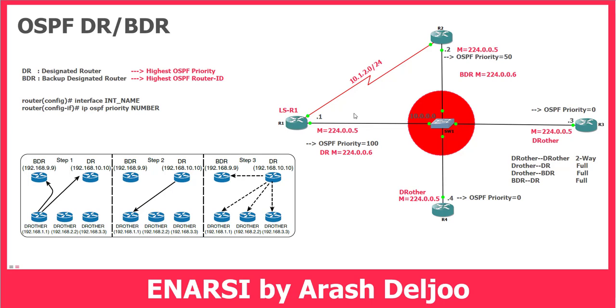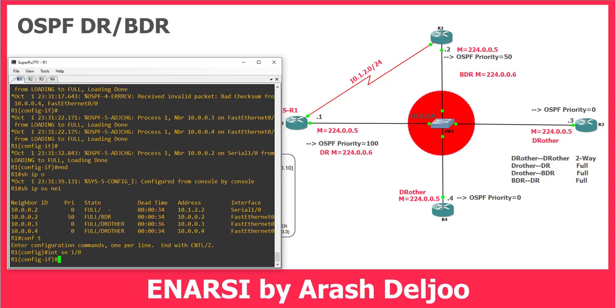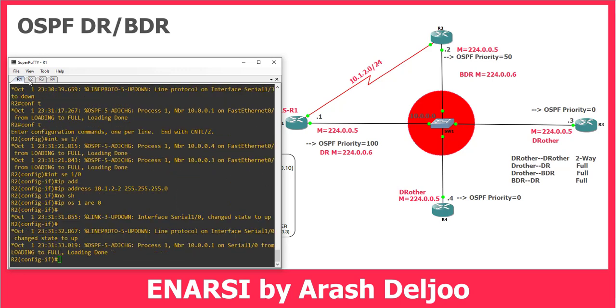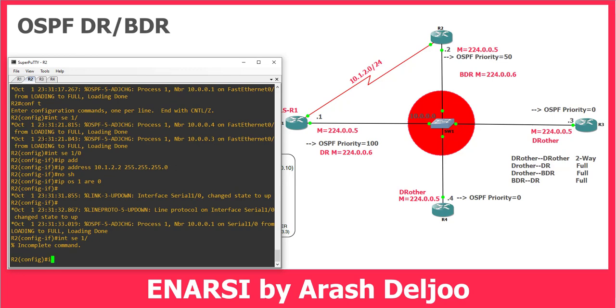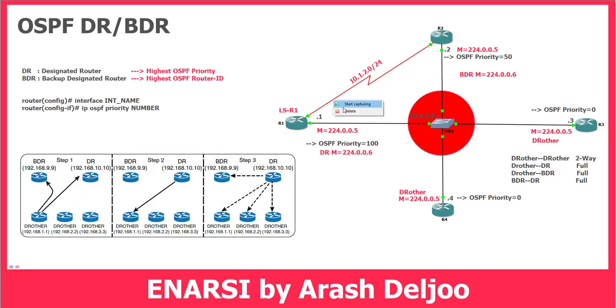Let me show you here. First, let me remove the serial link, because I'm not going to talk about the serial links now. In R1, we can shut down interface serial 1/0 with the shutdown command, and also in router 2, interface serial 1/0 shutdown. That's it. Now we don't have this link at all.